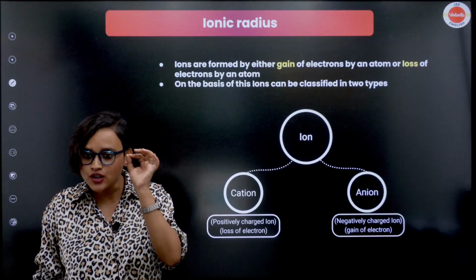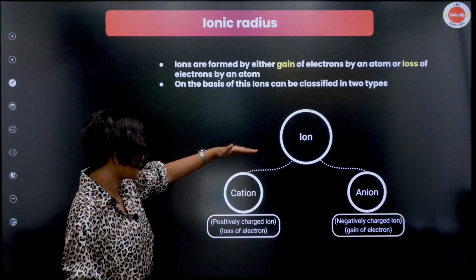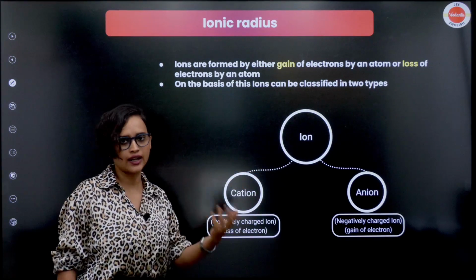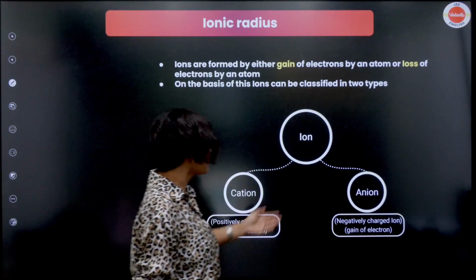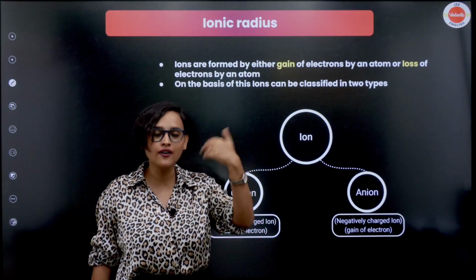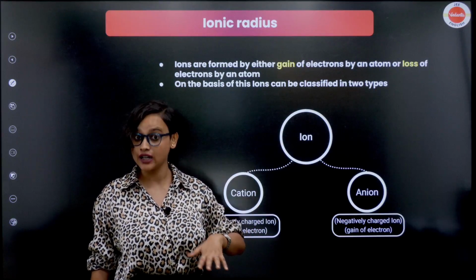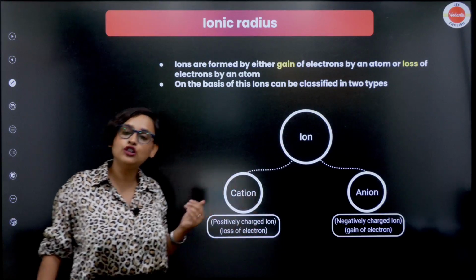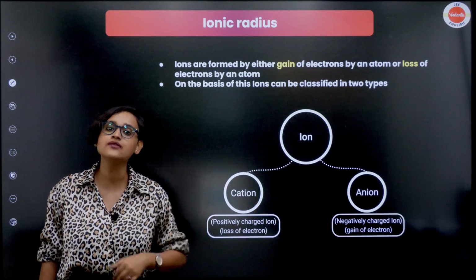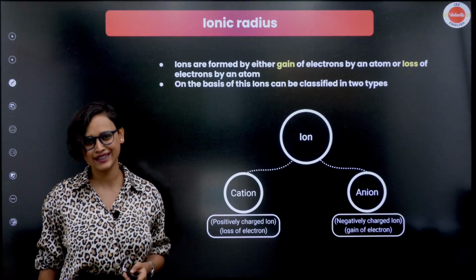So on the basis of this, ions can be classified in two types. One is cation. The cations are positively charged ions. And there are anions. Anions are the negatively charged ions where you have gained an electron. When you gain an electron you have a negative charge, and when you have lost an electron you have a positive charge. Understanding, everybody? Getting my point?